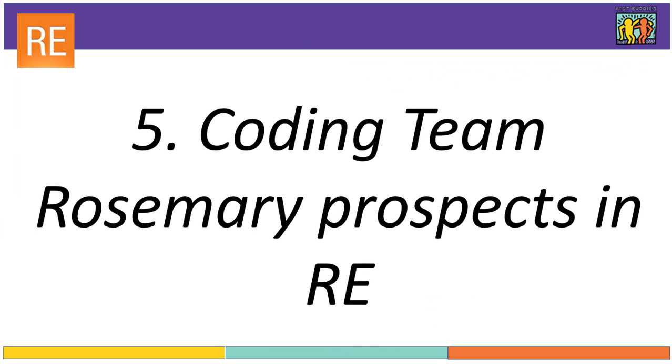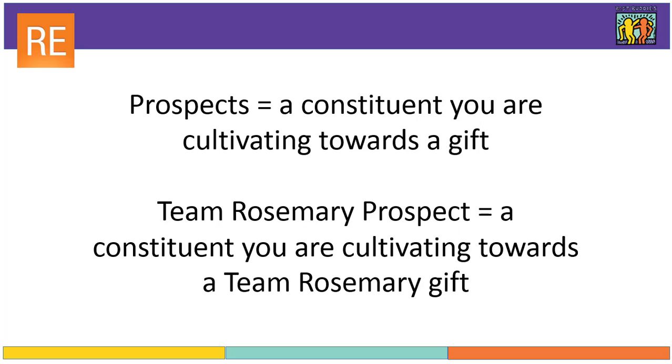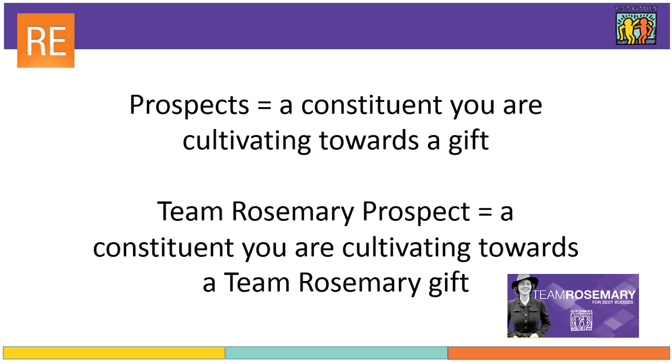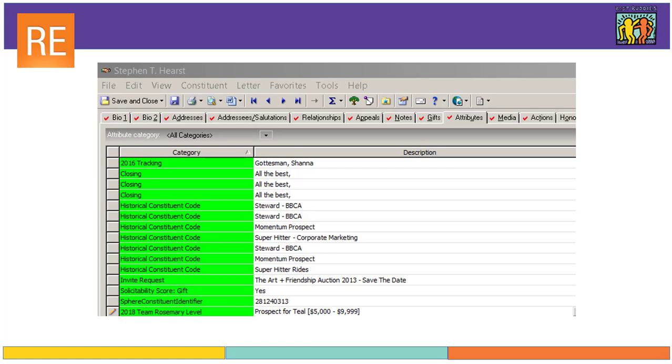So, how can you code Team Rosemary prospects in Razor's Edge? Well, first off, a prospect is a constituent you are cultivating towards a gift. So, a Team Rosemary prospect would be someone that you're cultivating towards specifically a Team Rosemary gift. On the Attributes tab of your prospect, you can add the code for 2018 Team Rosemary level, and then prospect for teal, or prospect for whatever corresponding size tier or gift you're expecting from that constituent.